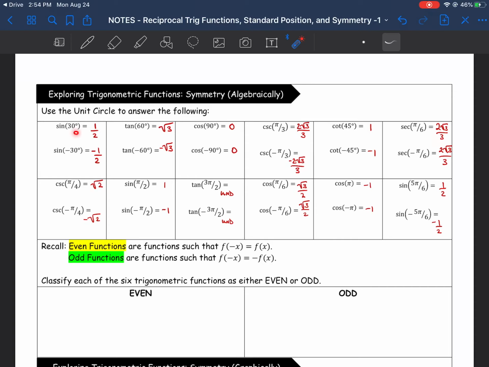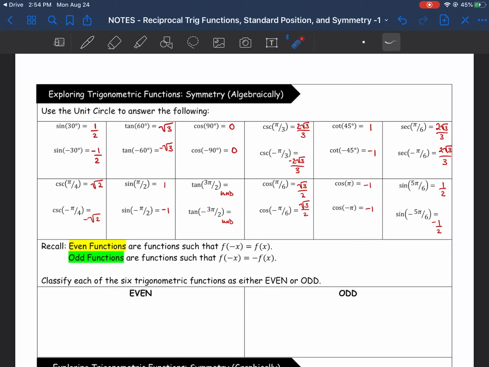So for example, we're taking the sine of 30 degrees and the sine of negative 30 degrees. And we're getting that the sine of 30 degrees is 1/2 and that the sine of negative 30 degrees is negative 1/2. We found that the tangent of 60 degrees is square root of 3, and the tangent of negative 60 degrees is negative square root of 3. We can see that the cosine of 90 degrees is 0, same thing for the cosine of negative 90.